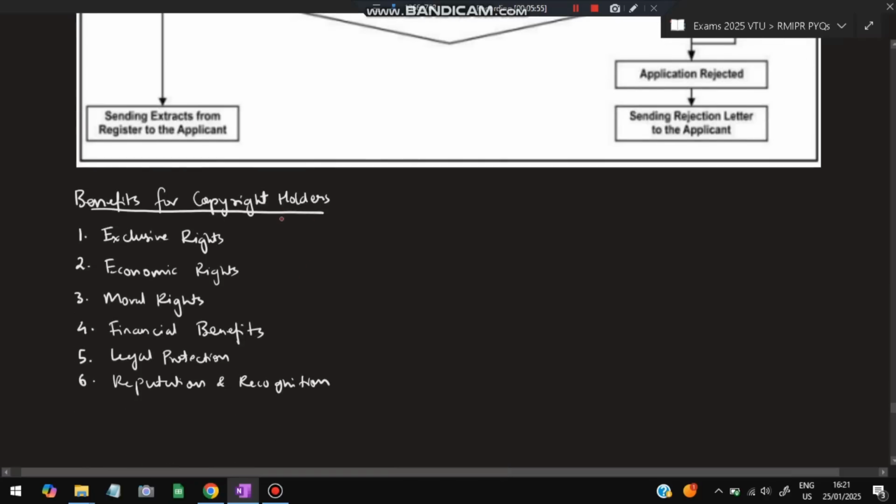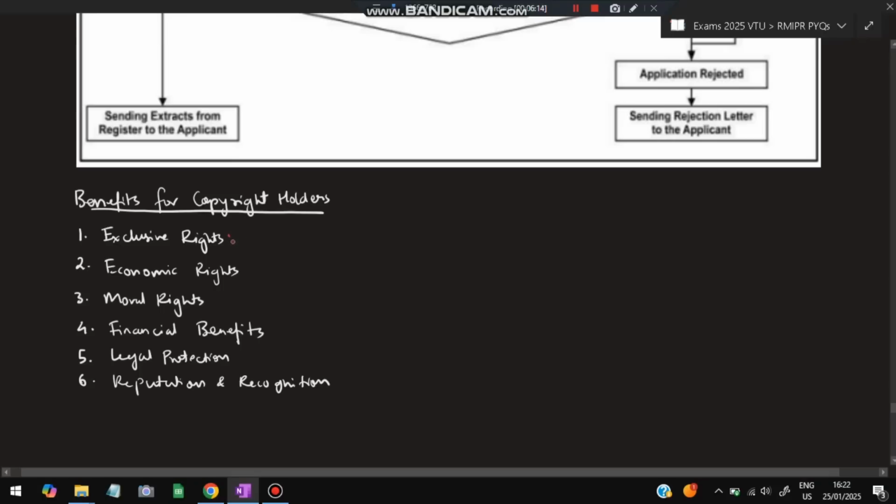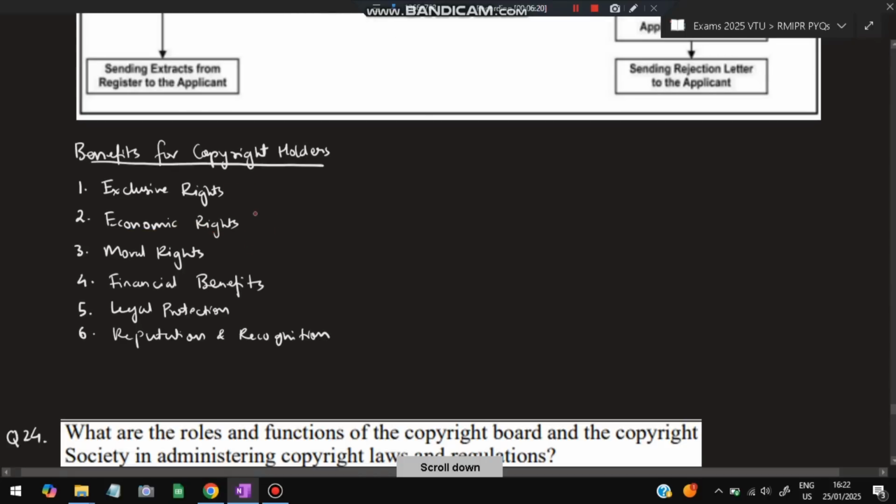And the benefits for the copyright holders: there are a few. The first one is exclusive right. Exclusive right means only the copyright holder will have those rights. Only the copyright holder has the right to reproduce, distribute, or perform the work. They can authorize others to use it for a fee. If others want to use it, they have to pay a fee. Next is economic rights: reproduction, distribution, public performance, broadcasting, translation, adaptation, all those rights the copyright holder has.